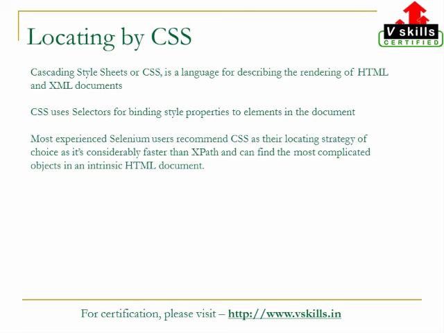Locating by CSS. Cascading Style Sheets, or CSS, is a language for describing the rendering of HTML and XML documents. CSS uses selectors for binding style properties to elements in the document. Most experienced Selenium users recommend CSS as their locating strategy of choice, as it's considerably faster than XPath and can find the most complicated objects in an intrinsic HTML document.